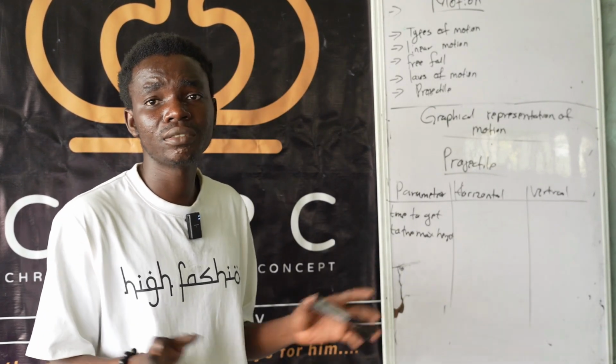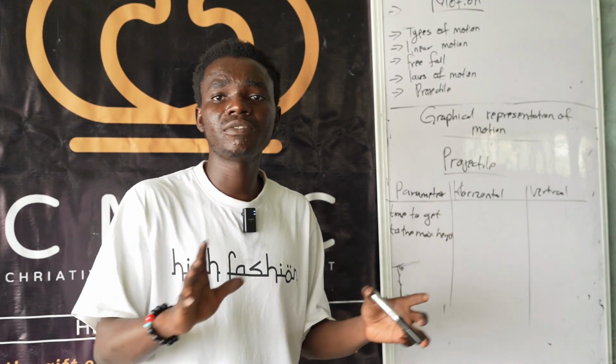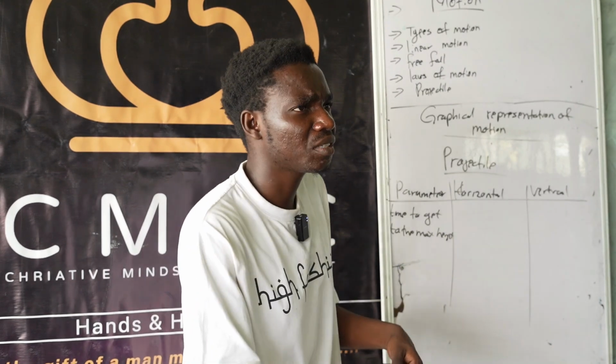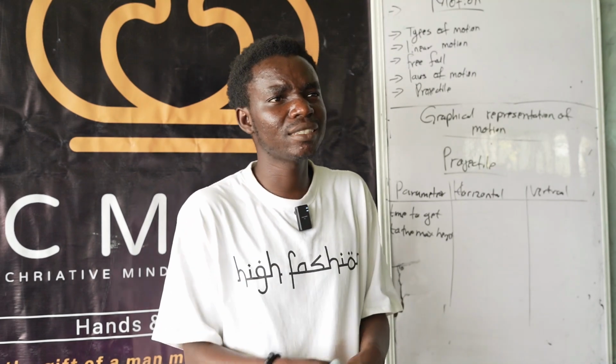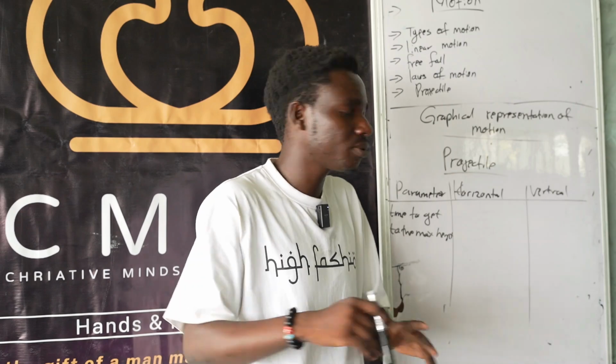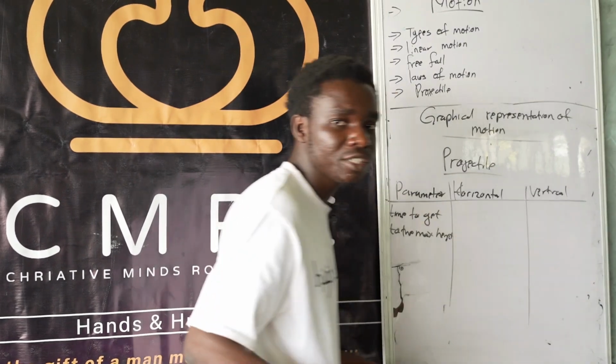In the horizontal direction, there's nothing like that. You only have that one in the vertical component. Yeah, I know some of you are having this question: what about t equals u sine theta over g? Yes, that is for angular projection. I'm coming to that. Now, for horizontal projection, there's nothing like that.